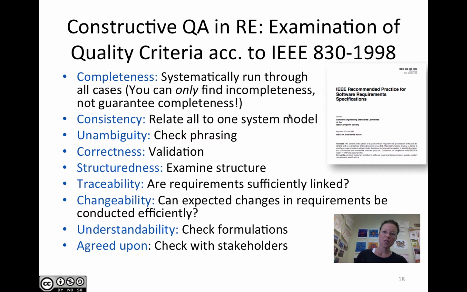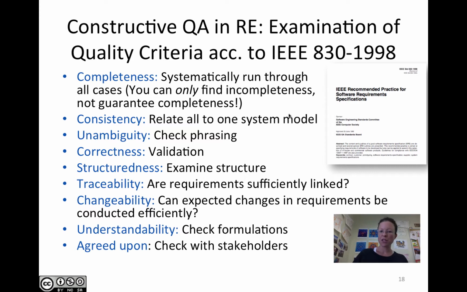For the IEEE 830 standard, we have a list of quality criteria. Completeness. Systematically run through all the cases that you possibly can in your system. But careful, you cannot actually find that the system is complete. You can only find that it's incomplete. So it's like debugging. Consistency. You have to relate everything back to one system model. You may have a behavioral view and a static view and a function view, and they should all be able to be mapped onto each other.